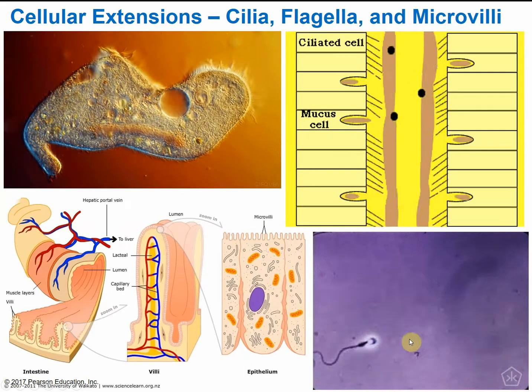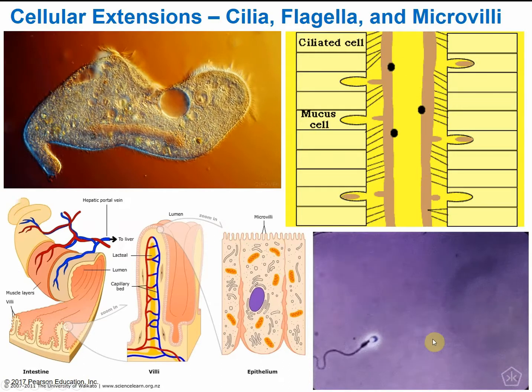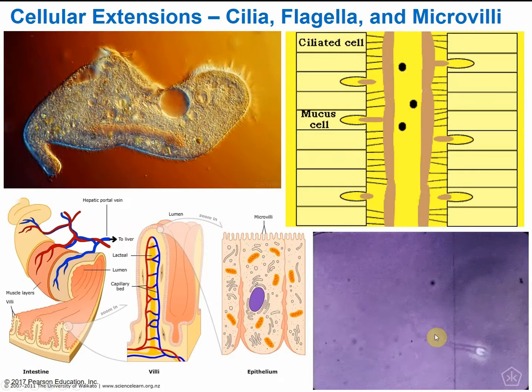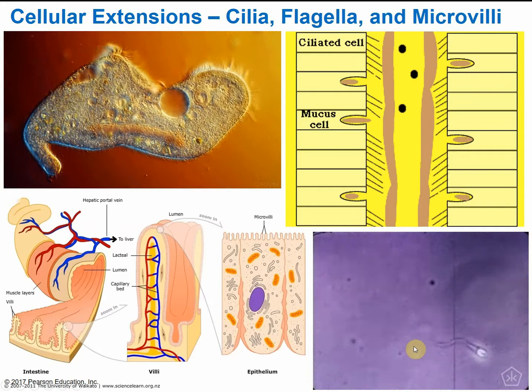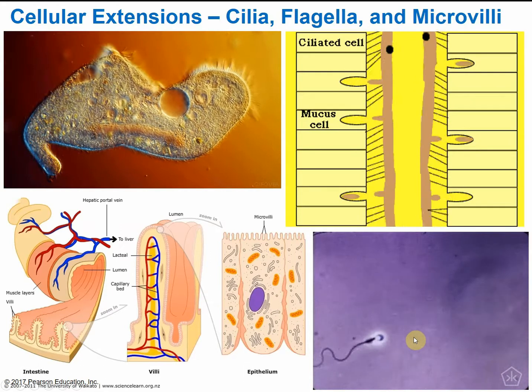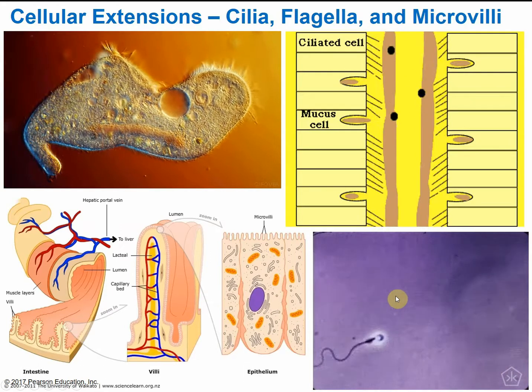Flagella are long whip-like tails that actually move a cell through a fluid. So our standard example is the sperm. The tail on the sperm is called a flagellum and allows the sperm to swim through the female reproductive tract to fertilize an egg.